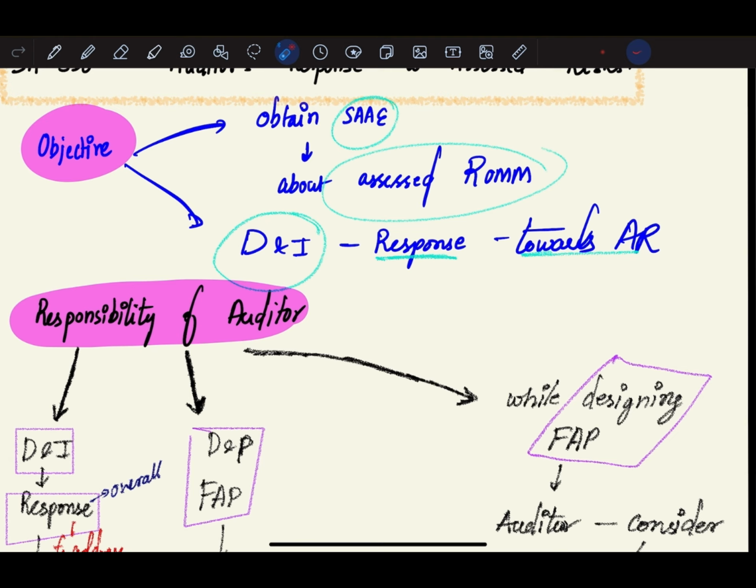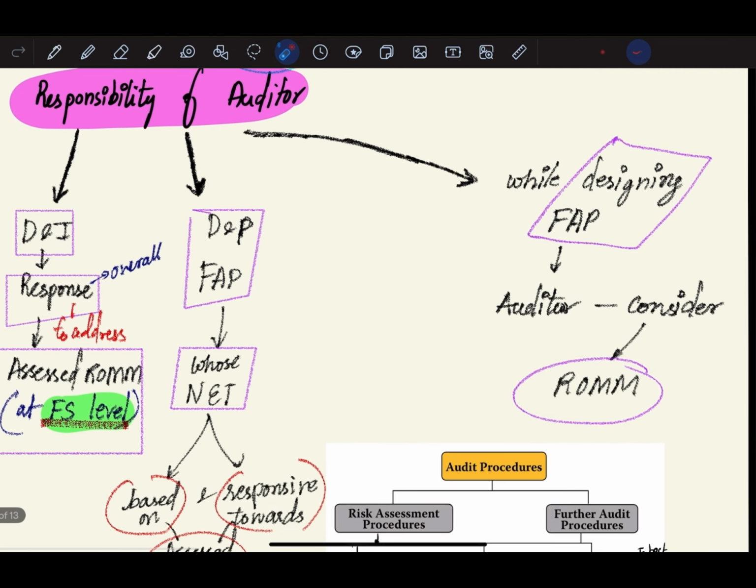So basically here the auditor will respond to the assessed risk by designing and implementing the response. So what is the responsibility of the auditor in this particular standard? As per this standard, the responsibility of the auditor is to design and implement an overall response to address the assessed risk of material misstatement at the financial statement level. Because the risk is at the financial statement level, he has to design an overall response.